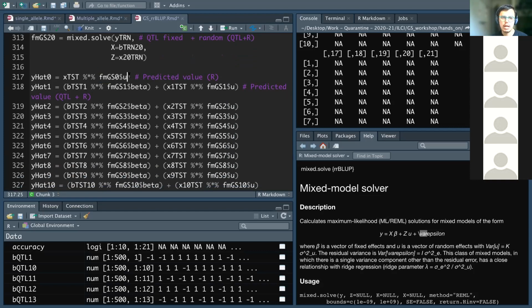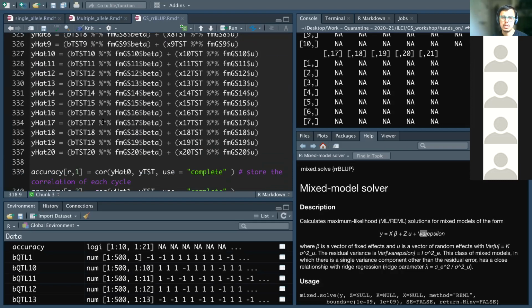And that is when we have just random effects. When we have fixed effects, we have to do the same: take into account the effect of every single marker and multiply it with the genotype of every single sample. But also we have to add the effect of the fixed effects, in this case the effect that the QTLs have in explaining the phenotypic variance of that trait.